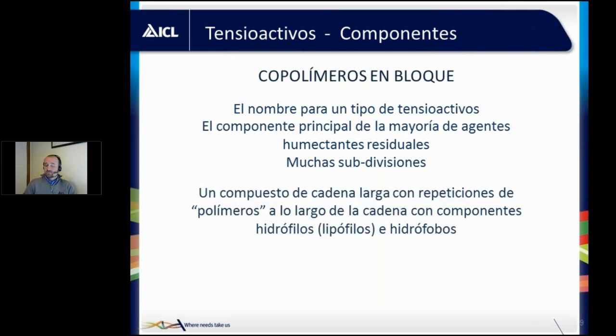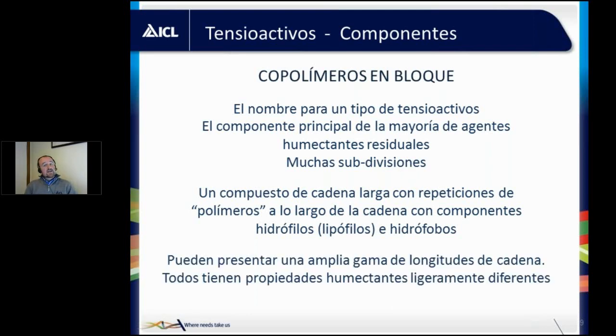They are essentially a long chain compound that has repeating polymers down the chain, and these repeating polymers can be hydrophobic and can be hydrophilic, so attracted to water, or, if you like, to put it simply, repelled from water. And the ability, the strength of a wetting agent, the classification, often depends on the ratio of hydrophilic to hydrophobic components within this co-block polymer. As a formulation chemist, you can select co-block polymers for a range of chain lengths, and as I said, depending on this ratio between hydrophobic and hydrophilic components, they can all have slightly different wetting properties.